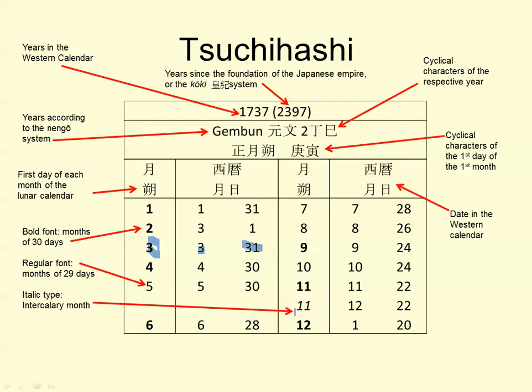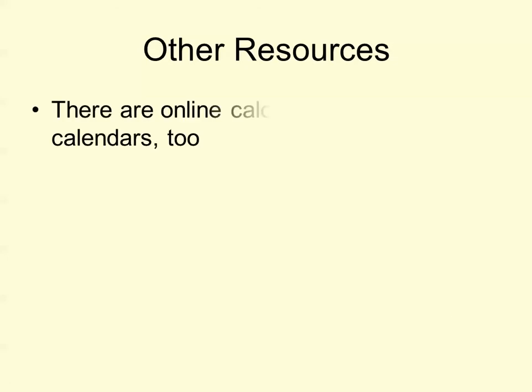If the month is italicized, that's an intercalary month. So this particular year had an intercalary month. There was an 11th month, and then there was another 11th month, an intercalary month. Okay, so that's how Tsuchihashi works, and as I said, that whole book is just chart after chart after chart like that. There are other resources.